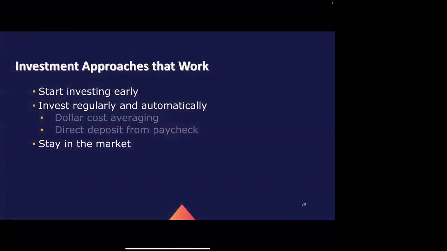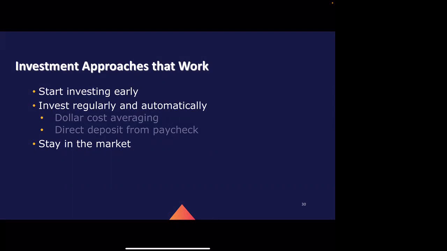All right, so let's talk a little bit about investment approach. Starting investing early. The sooner you start your investment, the more time you will have to allow that compound interest to compound on itself. You will allow your investment to grow. As I mentioned earlier, automating your investments is so key. If you only invest when you think about it, you're just not going to invest as often. So when you can do things like make a direct deposit from your paycheck into a 401k, you kind of set it and forget it.